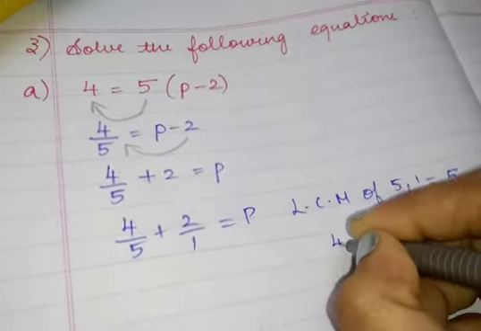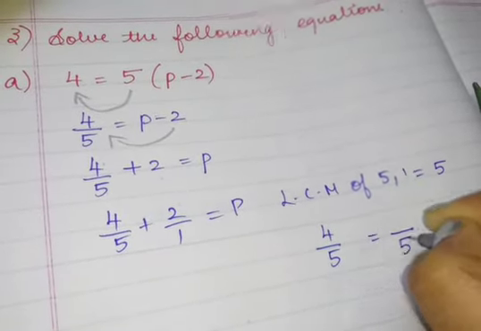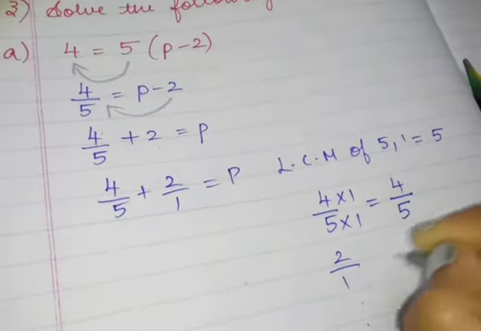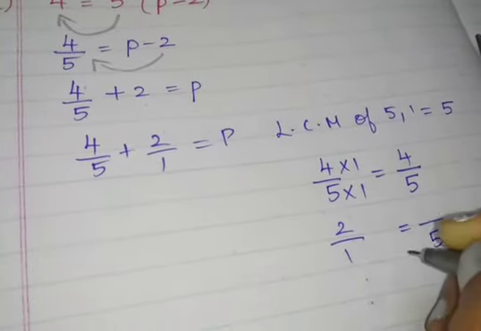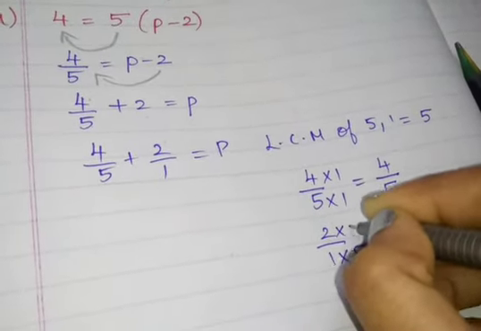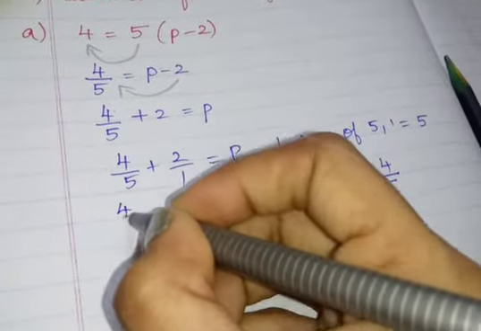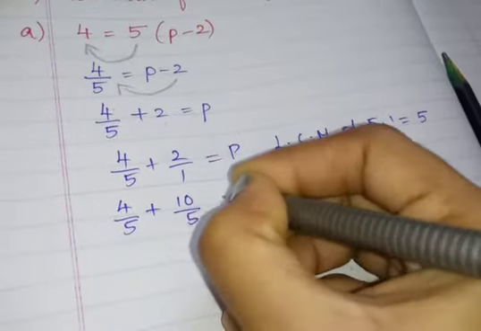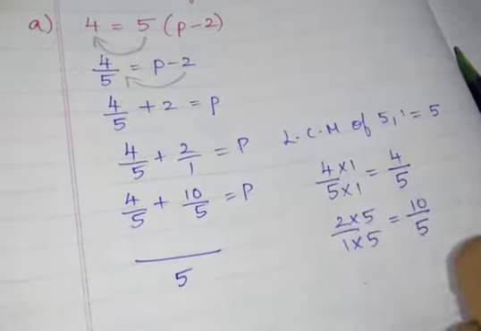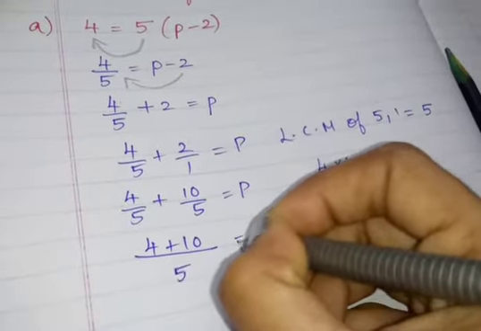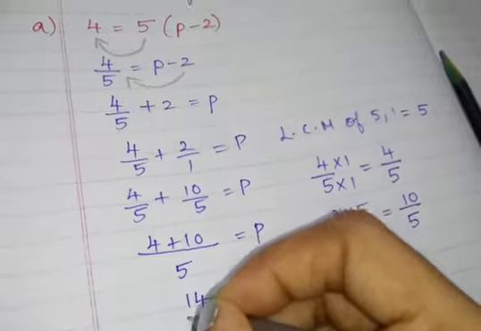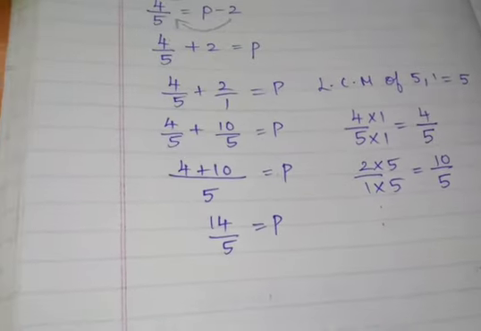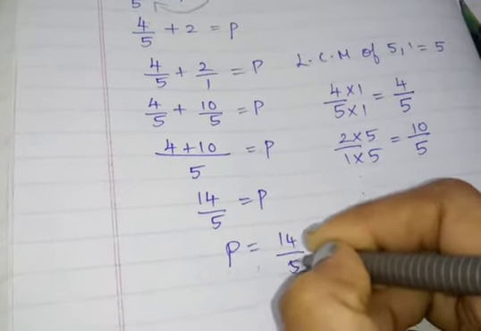So shall I shift this? 4 by 5 has denominator 5, 5 ones are 5, so 4 ones are 4. Next, 2 by 1, I want to shift it to denominator 5, so 1 5s are 5, so 2 5s are 10. So instead of 4 by 5 plus 2 by 1, it becomes 4 by 5 plus 10 by 5 equal to p. Now both the denominators are same, so 4 plus 10 is equal to 14 by 5 equal to p.